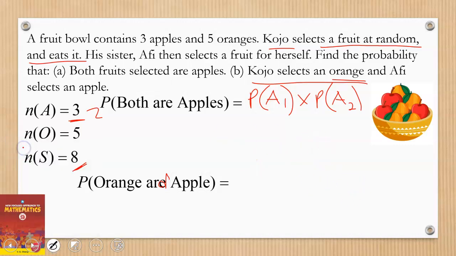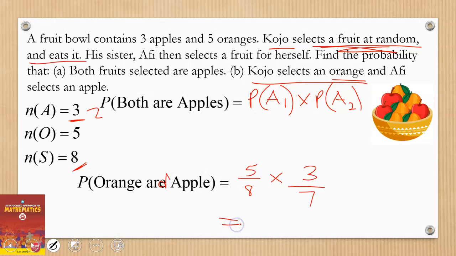Now the second part, according to the question, Kojo selects an orange. So the probability of selecting an orange becomes 5 over 8. And he will eat the orange, because whatever fruit he selects, he eats it. That was what the question said from the beginning. Now Afi goes in to select, and Afi's own is an apple. So we have 3 apples in the basket over the total number of fruits, which this time is no longer 8 but rather 7, and that becomes the answer.